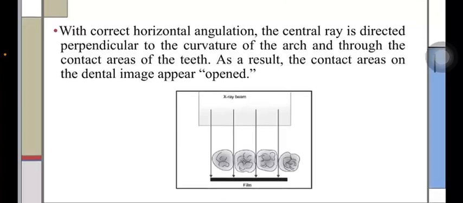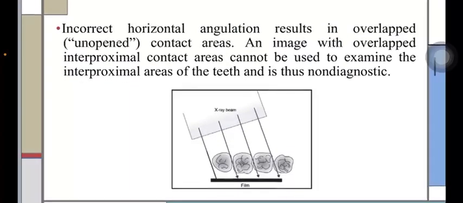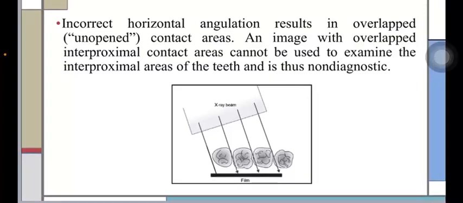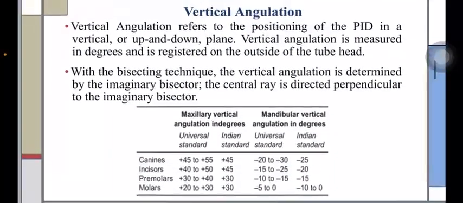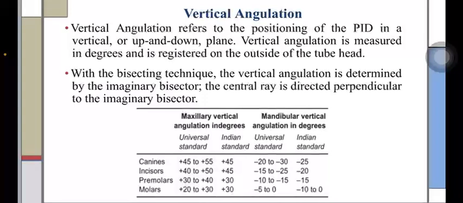For the correct horizontal angulation, the central ray is directed perpendicular to the curvature of the arch and through the contact areas of the tooth. As a result, the contact areas remain open. In incorrect angulation, there is overlapping. Then the vertical angulation. The vertical angulation refers to the positioning of the PID in the vertical or the up and down plane. And for different maxillary and mandibular teeth, the vertical angulation changes.